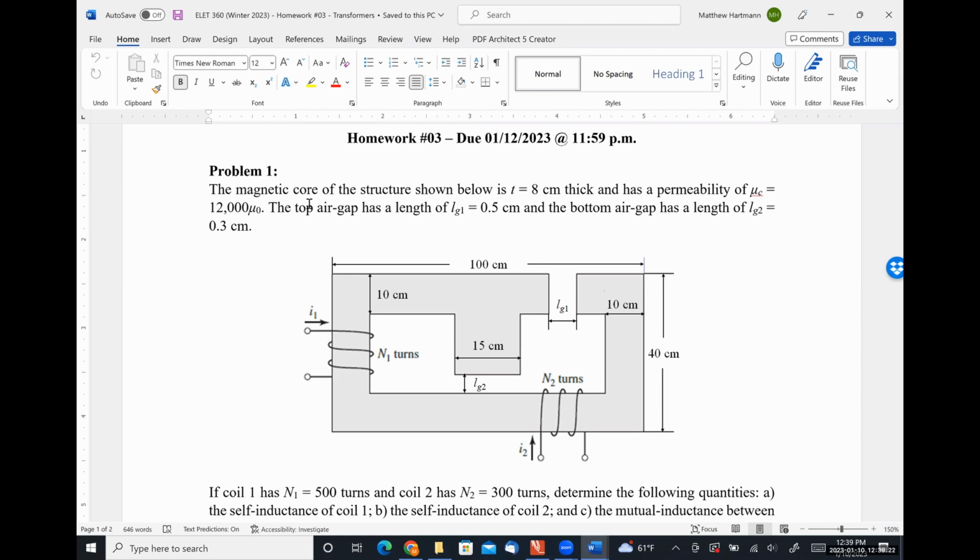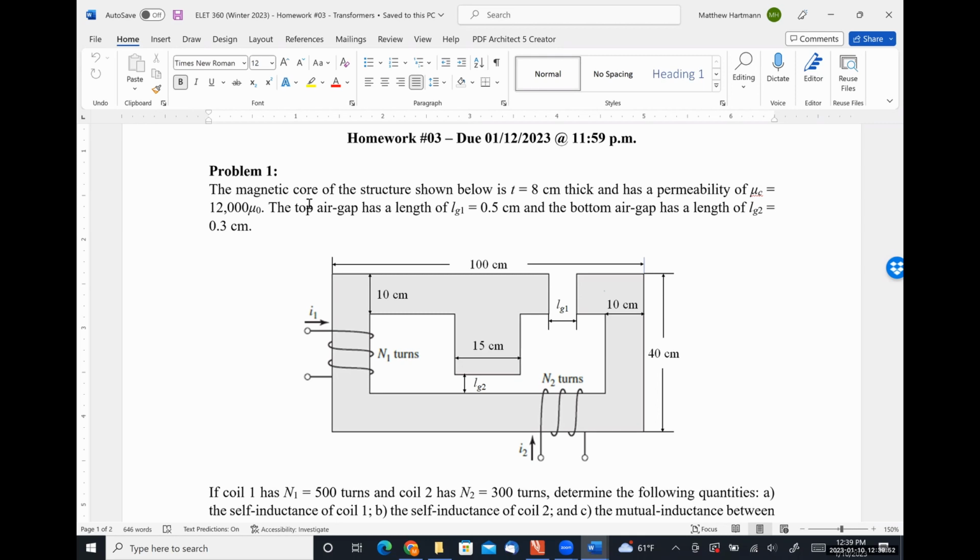So a core with 2 coils, equivalent reluctance seen by coil 1. Self-inductance of coil 1. Equivalent reluctance of coil 2. Self-inductance of coil 2. And then mutual inductance between the 2 coils.